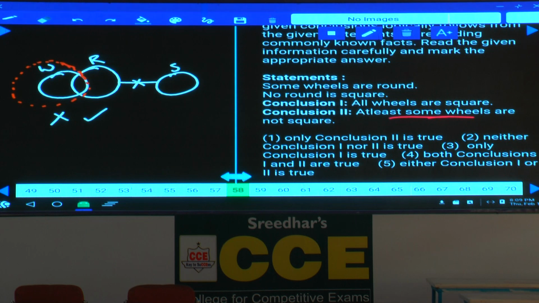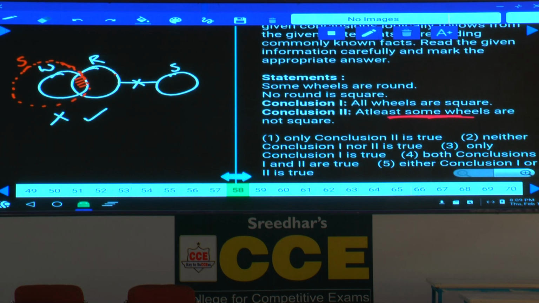Now tell me whether we can draw squares like this. If you draw square like this, no round is a square will be false because some of the rounds will be square. Hence the alternate diagram cannot be drawn. That means the complementary pair cannot be true at least once. Hence it cannot be false at least once. As it cannot be false, it must be true forever. Alternate diagram cannot be drawn, so the previous negative conclusion will be true forever.